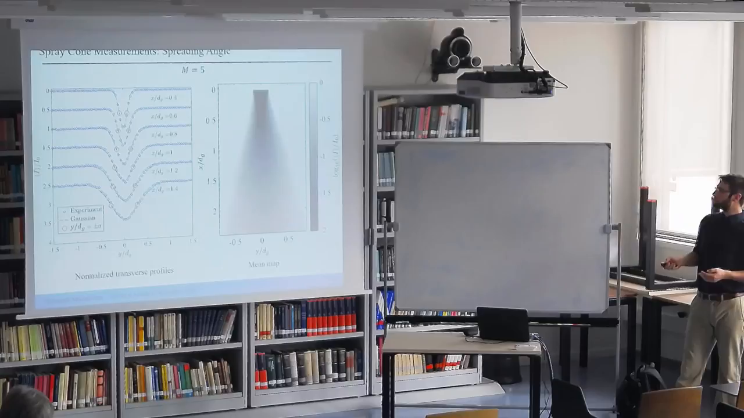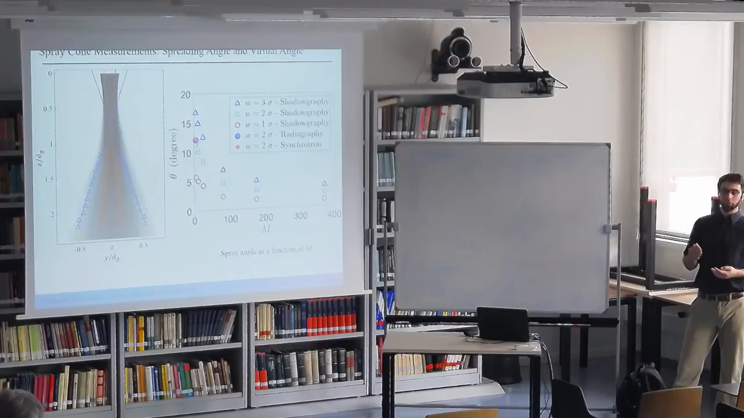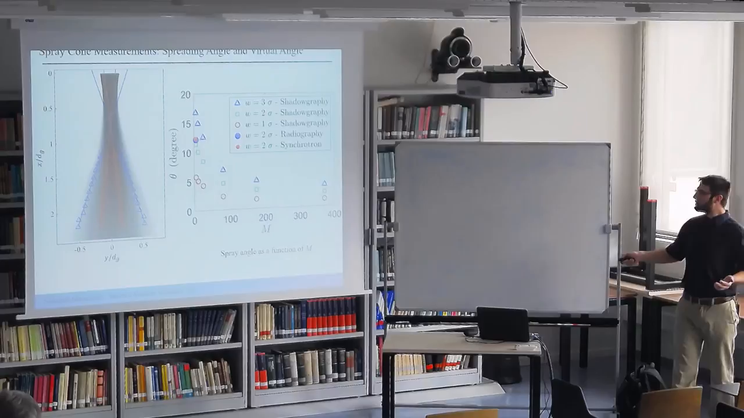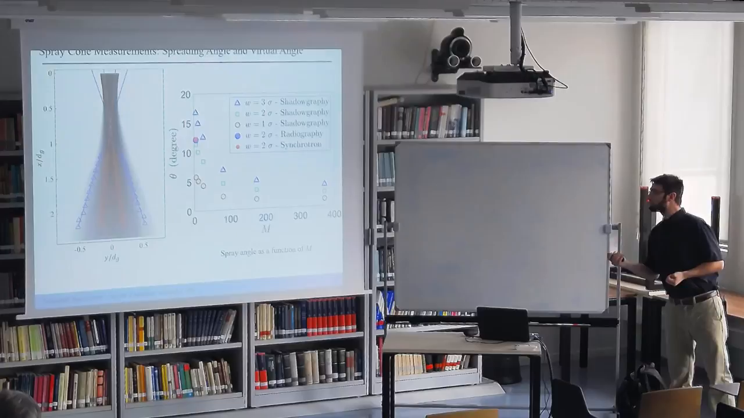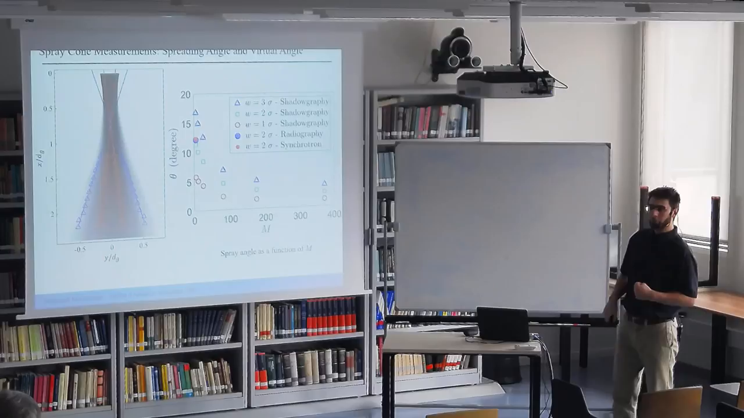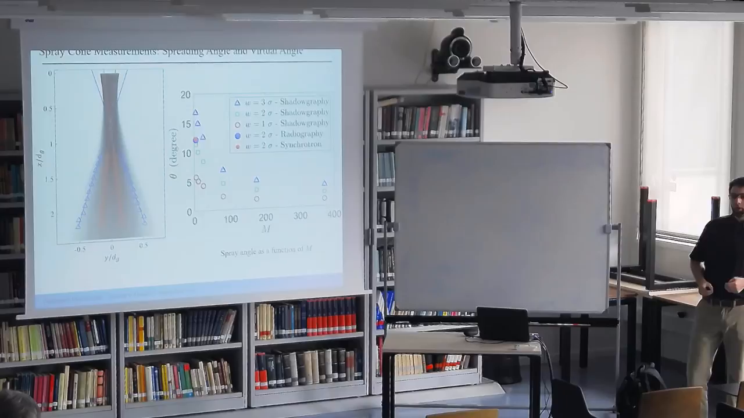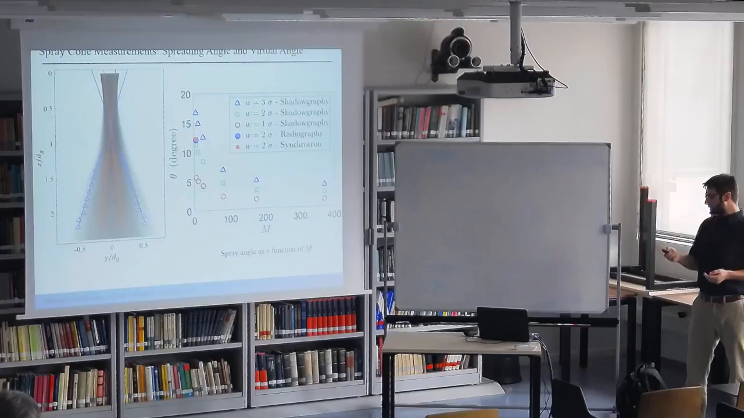Of course, it depends on what you fit. If you fit the standard deviation, twice the standard deviation, three times the standard deviation, you get angles that are bigger and bigger. But they all behave the same, and they all decrease very strongly with the momentum ratio. But what you can see here is that the intersection of all your linear regressions is the same. And we can call it a virtual origin, in analogy to a turbulent jet. And we can see how it changes with the parameters.